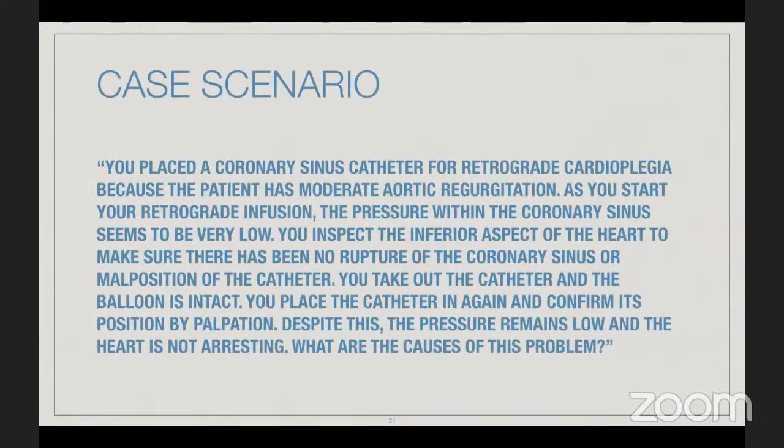So our last scenario. After you placed your coronary sinus catheter for retrograde cardioplegia, this patient has a moderate aortic regurgitation. As you start your retrograde infusion, the pressure within the coronary sinus seems to be very low. You inspected the inferior aspect of the heart to make sure the sinus is not ruptured or the cannula is malpositioned. You take out the catheter to inspect the balloon. It's intact. You replace it in the sinus. Again, the position is confirmed by palpation. Despite this, the pressure remains low in the coronary sinus and the heart is not arresting. What are the causes of this problem?